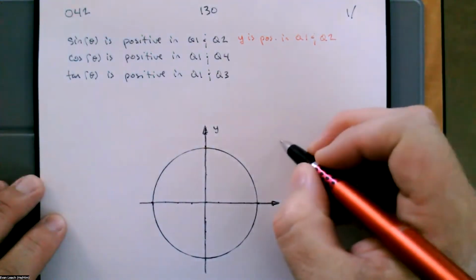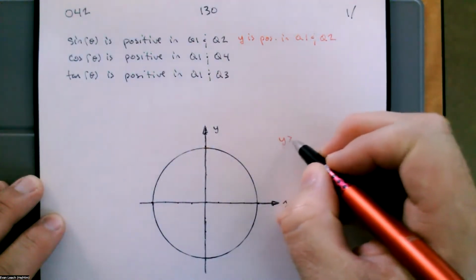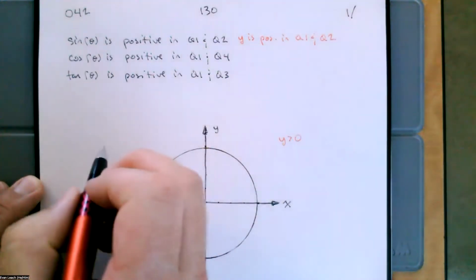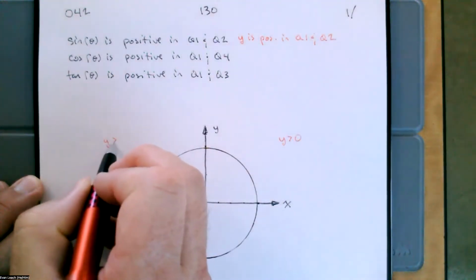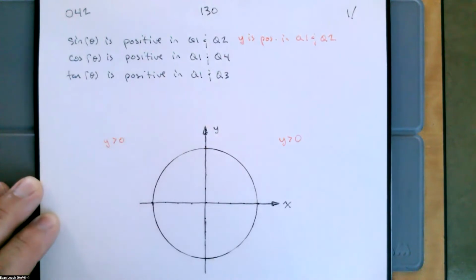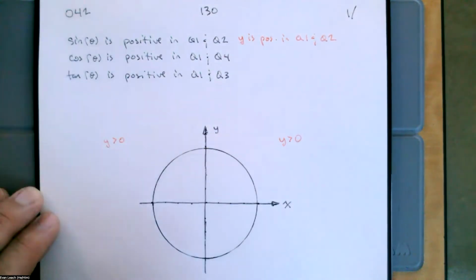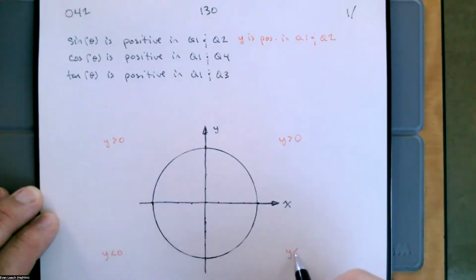So in quadrant 1, y is positive. In quadrant 2, y is positive. In quadrant 3, y is negative. And in quadrant 4, y is negative.